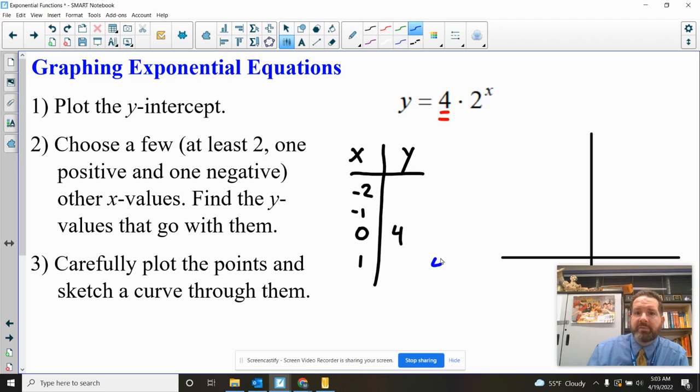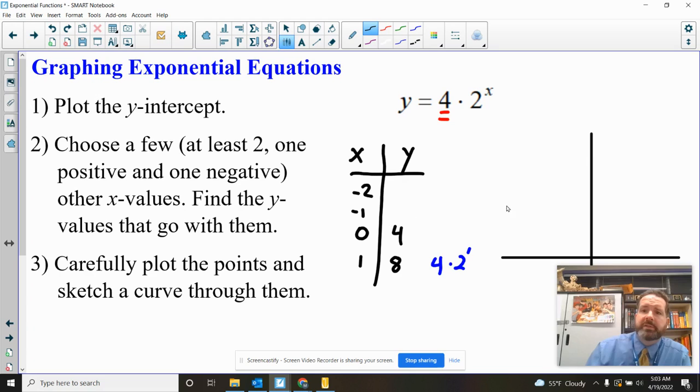So for this one, I want to evaluate 4 times 2 to the first power. So think it through with me. 2 to the first power, that's just 2. And 2 times 4 would take us to 8. So there we go. That's an ordered pair I can plot, 1, 8.